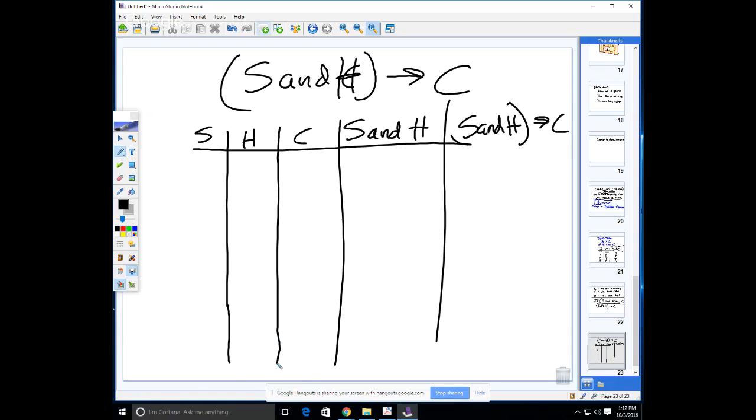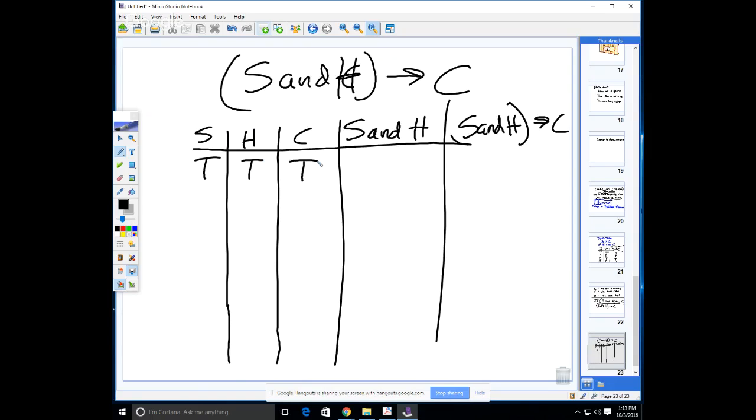So for any connection, it needs its own column. There's a connection for an and, it needs its own column. There's a connection for the implication, it needs its own column. And then each of the individual pieces need their own column. Okay. Then I just start with the S. I usually say, okay, what if this is true? Well, this could be true too. You could be hot, and you could get cake.